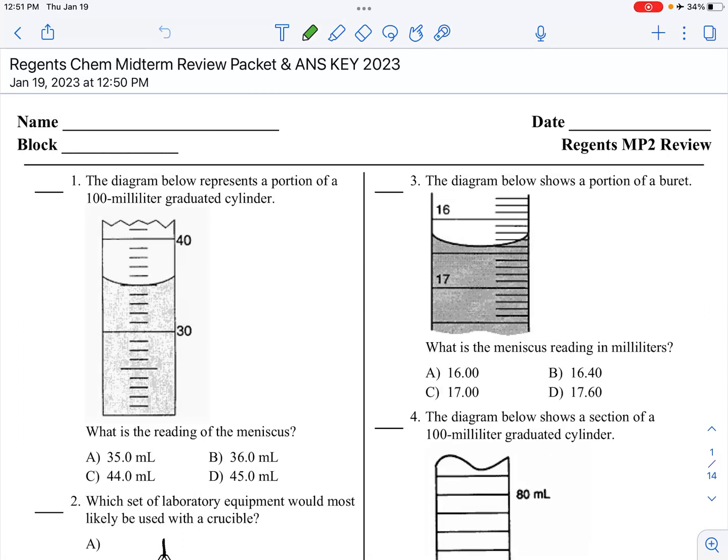Okay, welcome. This is the midterm review packet. Make sure you've got your reference table and a calculator close by.